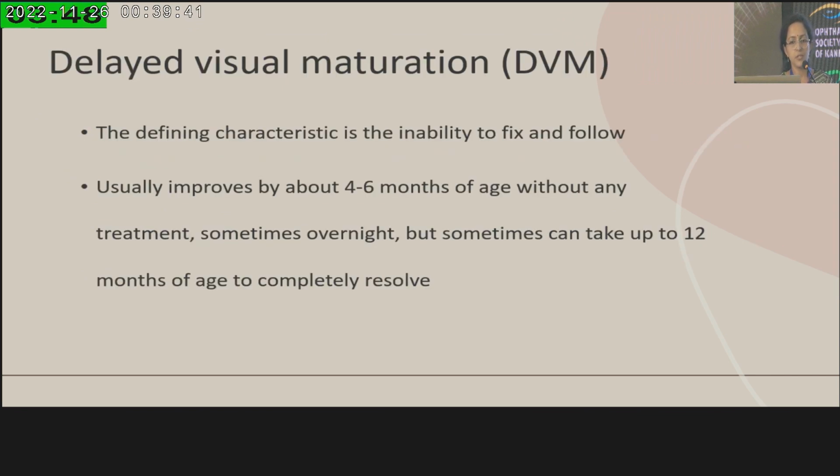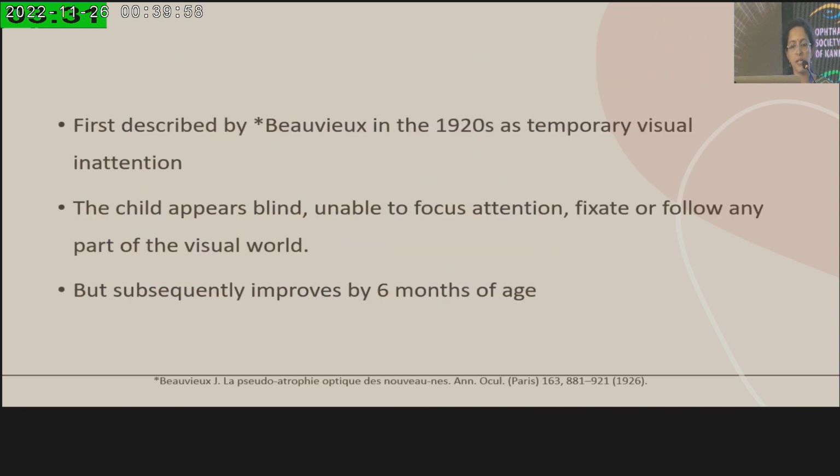So delayed visual maturation, the defining characteristic is the inability to fix and follow. The characteristic is that it improves by 4 to 6 months of age without any treatment, sometimes overnight. Some children may take up to 12 months for complete resolution. So it's basically a retrospective diagnosis. First described by Witch in 1920, this was defined as a temporary visual inattention problem.